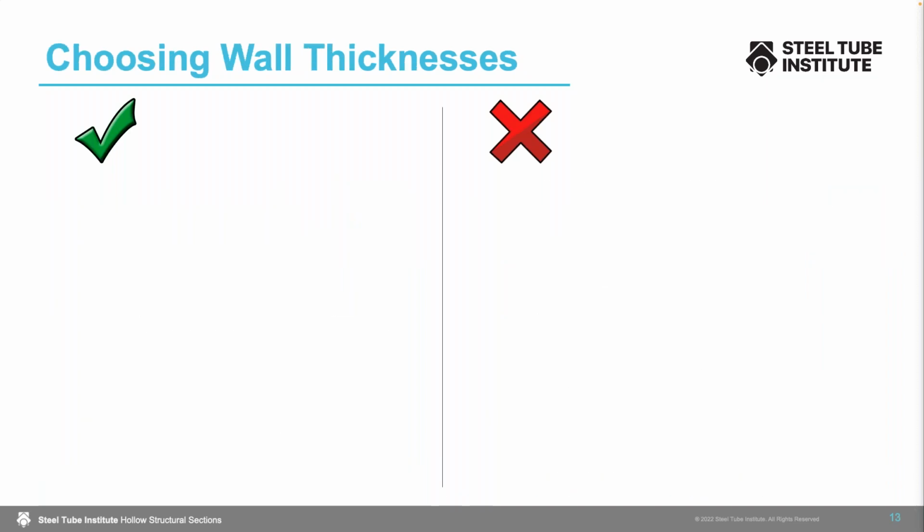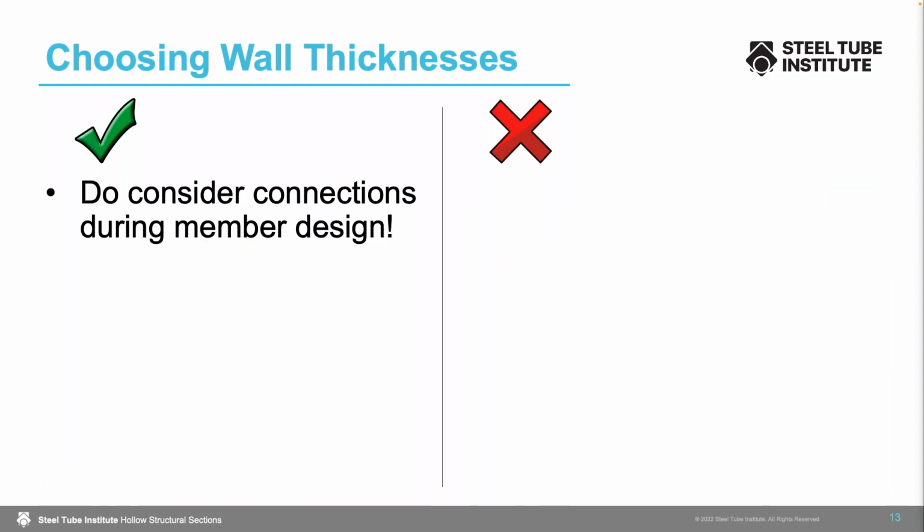Now let's talk about choosing the wall thickness in your design. We need to remember to perform connection checks when selecting your HSS member in the design process. So do consider your connections during the member design. I know a lot of engineers are designing the main member and then delegating the connection design down the road. But at the step that we're picking our member, we need to at least consider the loads that are going to be imparted by the connection on the wall of your member.